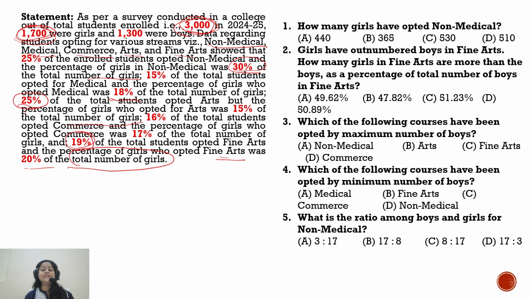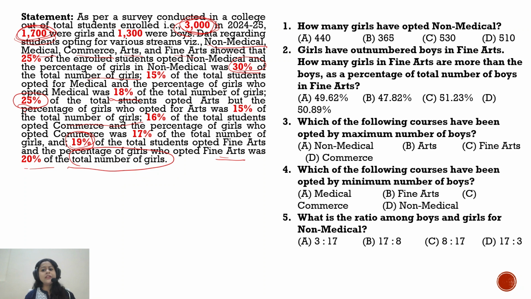Right now, given this data, these are the questions mentioned on the right hand side. The first question is how many girls have opted for non-medical. So given all this data, you have to find out the absolute value of girls. Second question is about the comparison that girls have outnumbered boys in fine arts. So how many girls in fine arts are more than the boys as a percentage of total number of boys in fine arts?